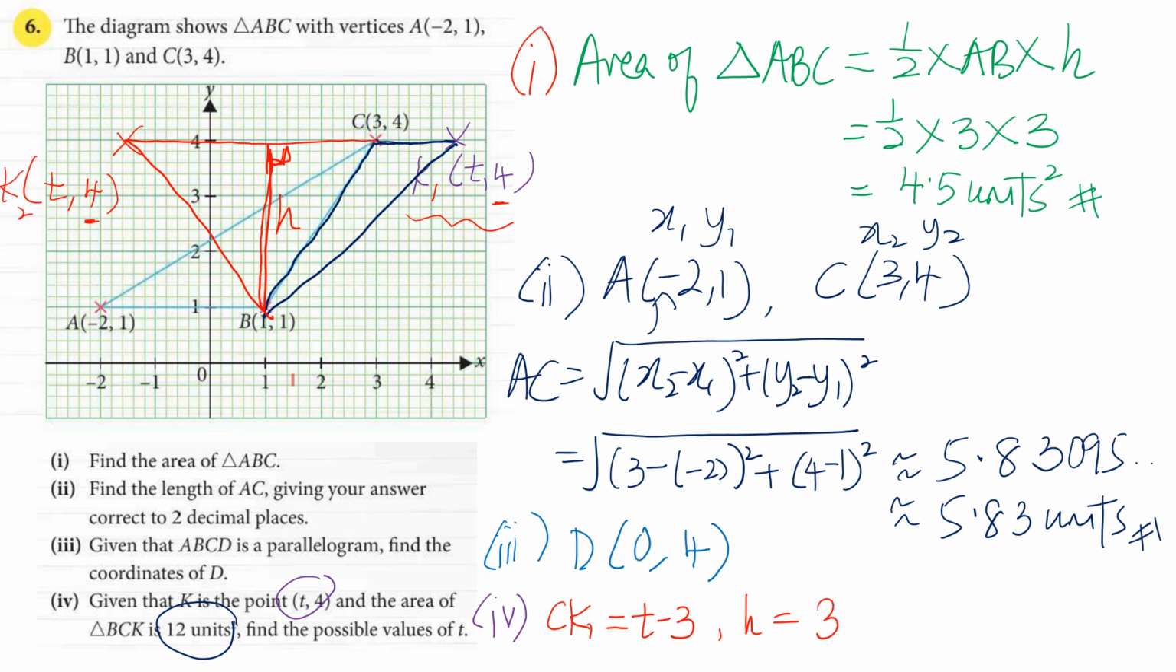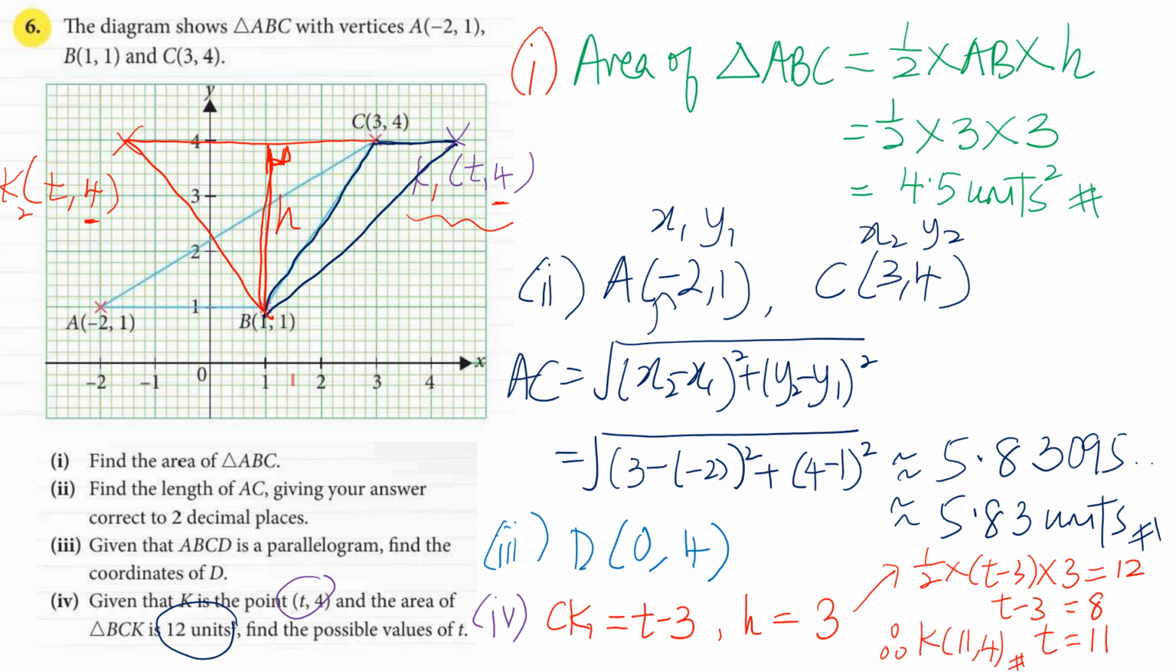So we're going to do case number 1 now. That will be half times bracket t minus 3 times 3. That gives us 12. So half times 3 is 1.5. 12 divided by 1.5 gives you 8. So t will be 11. So therefore, your first possible value of K will be 11, 4.